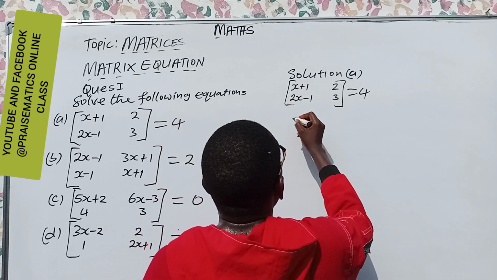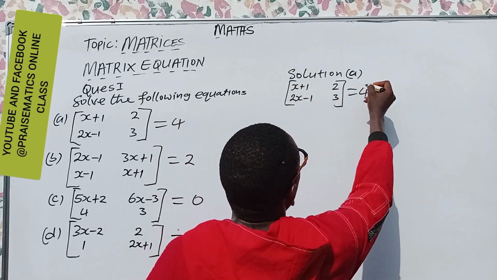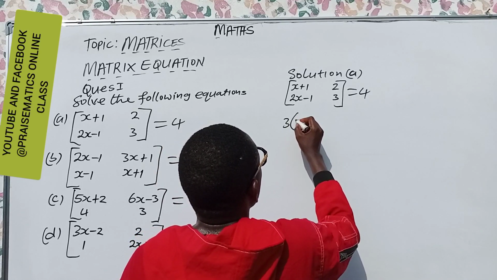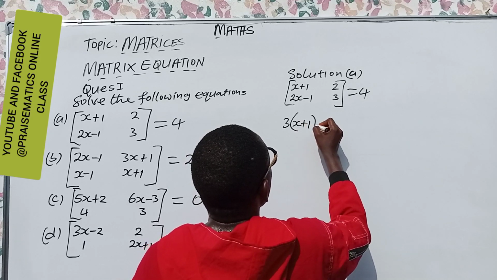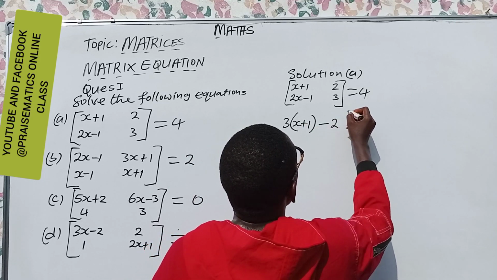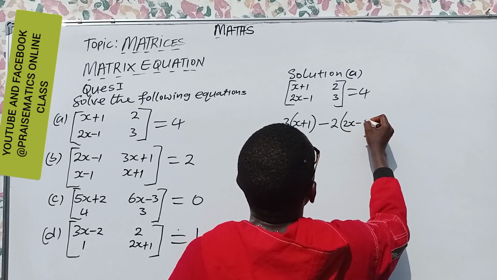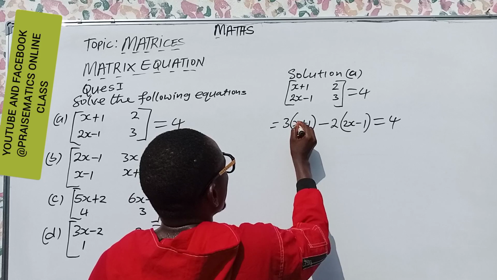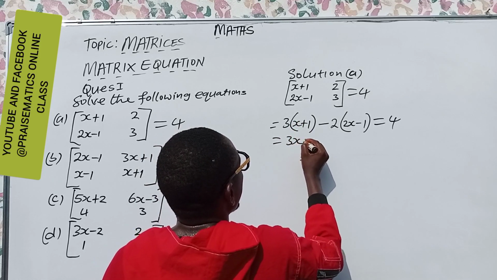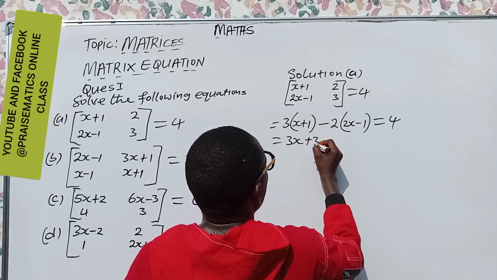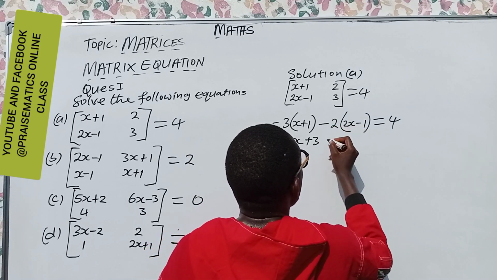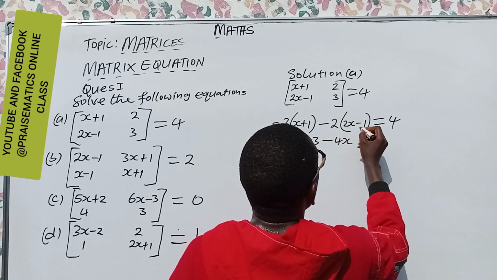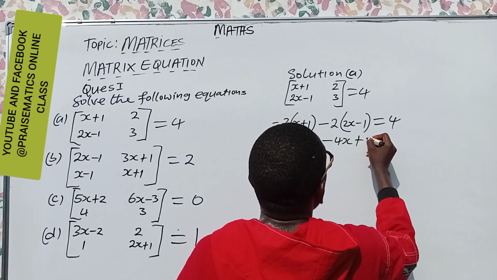Now what do we do? We multiply this times this minus this times this, which is 3 into x plus 1, minus 2 into 2x minus 1, is it equal to 4? Now let's go. 3 times x will give us 3x. 3 times 1 will give us plus 3. Minus 2 times 2x will give us minus 4x. Minus 2 times minus 1 will give us plus 2.